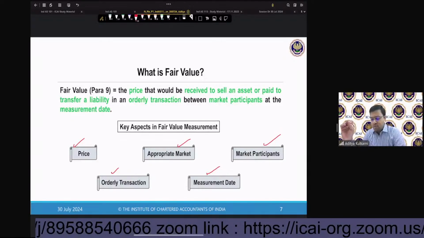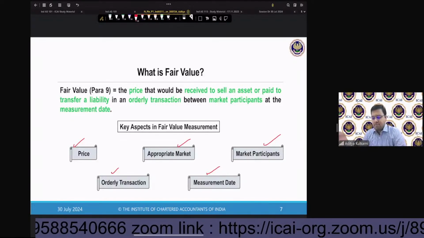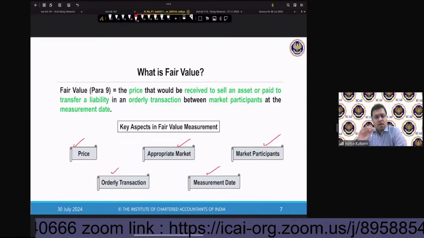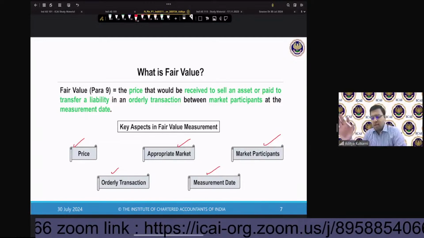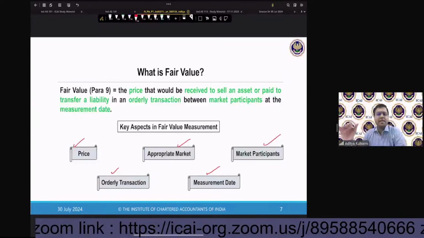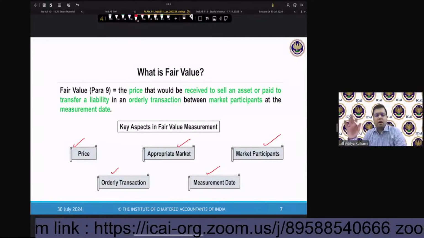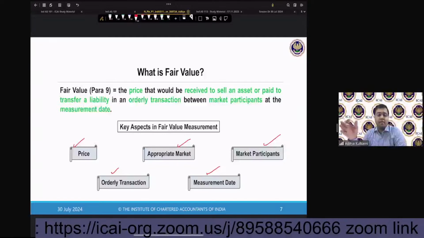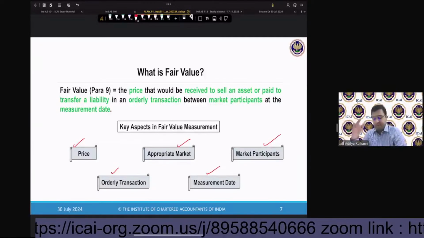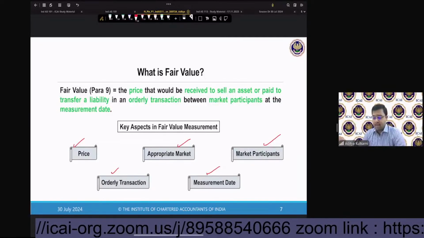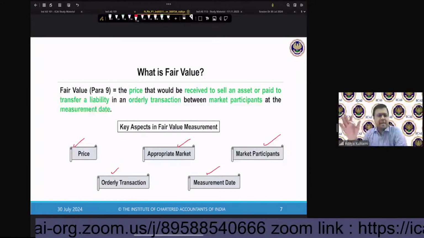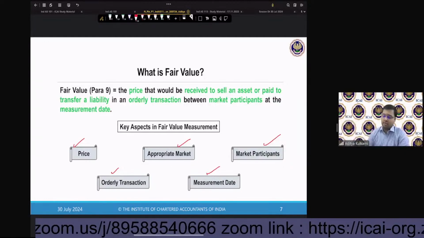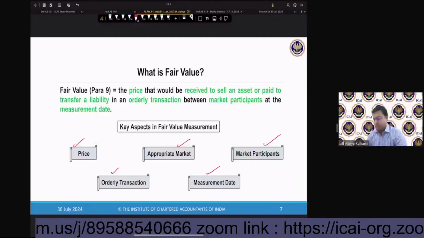Orderly transaction means a transaction without any bias, a transaction that is free, without any of those terms in the contract which make it voidable, like coercion, fraud, etc. So that is the meaning of an orderly transaction. Price is typically based on transactions in the vicinity, in the surrounding. So this is an orderly transaction.